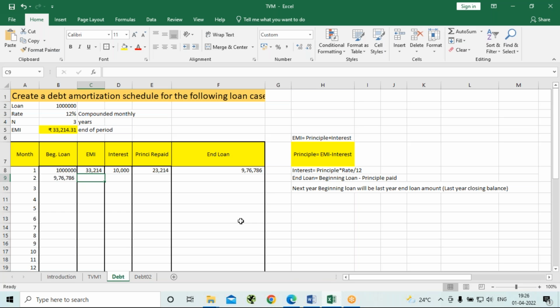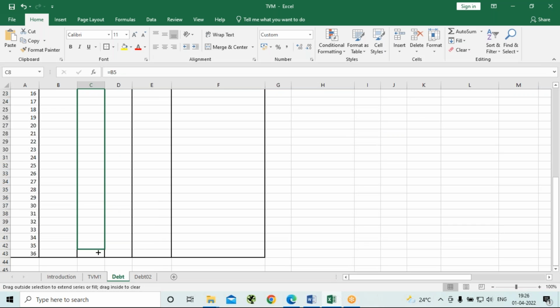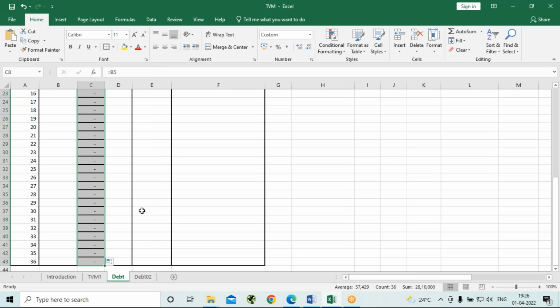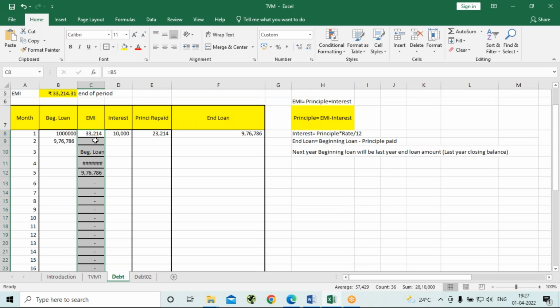So it is same for every month. So the EMI amount should be same for all the months. Okay, so now before doing any other calculations, can we try to drag it and find out whether the amount is getting dragged with the same value? It's not happening. So why? What could be the reason, and how can we resolve this?